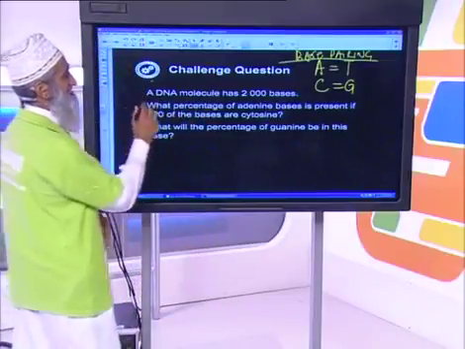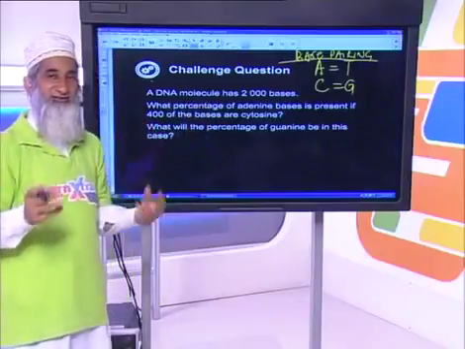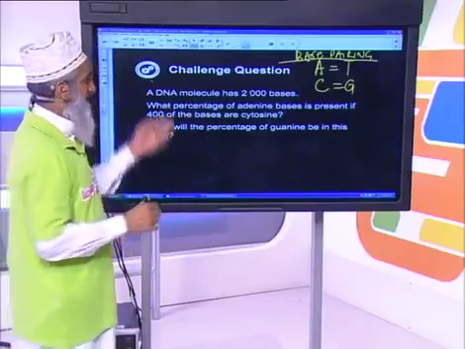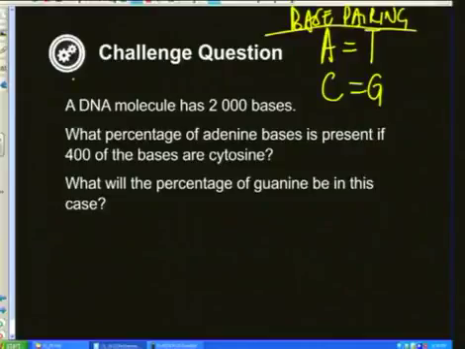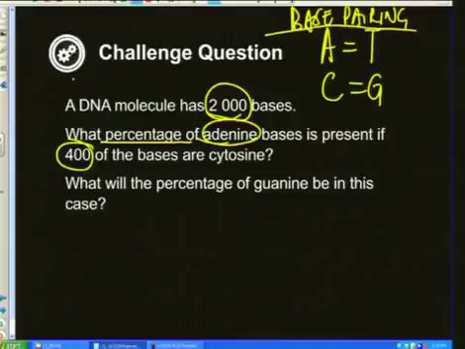So they're saying here a DNA molecule, and let's now learn the other skill of underlining keywords. A DNA molecule has 2,000 bases. Important to know that. Altogether it has 2,000 bases. What percentage? That already tells you the unit that you're going to give in your answer. Your answer has to be in percentage. Of adenine bases is present if 400 of the bases are cytosine.